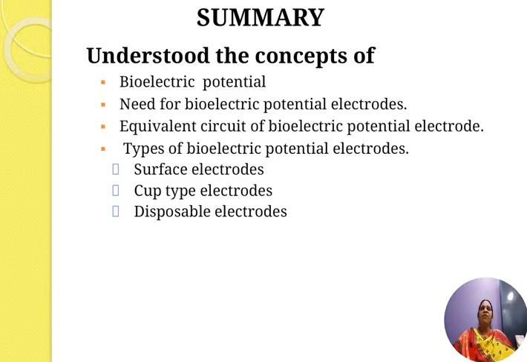Then we have the types of biopotential electrodes: surface electrodes, cup type electrodes, disposable electrodes, needle electrodes, and micro electrodes. Among these, we have discussed the surface electrodes. Surface electrodes consist of a disc of metal attached to the skin, usually above the place where the muscle is located. Silver or silver chloride discs of about 1 centimeter diameter pick up the gross motor unit activities. They are used as reference electrodes.